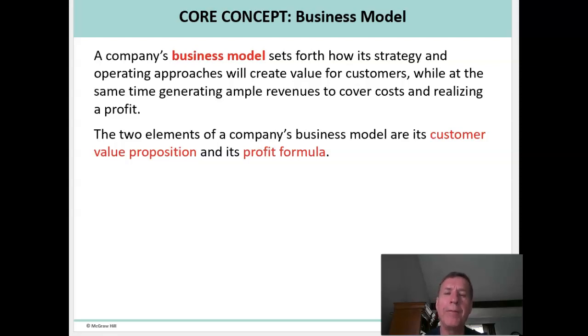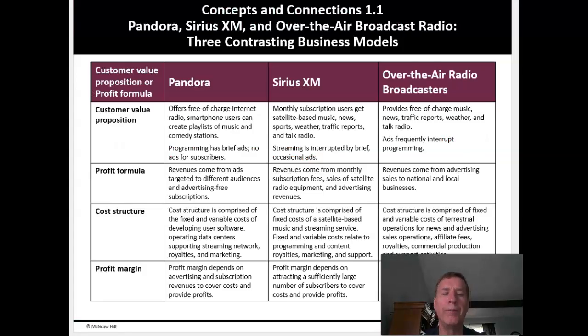Now, the profit formula is another one. The profit formula is going to describe the company's approach to determining a cost structure that will allow for acceptable profits, right? You can't go broke doing this, or your technology will no longer transform, okay?